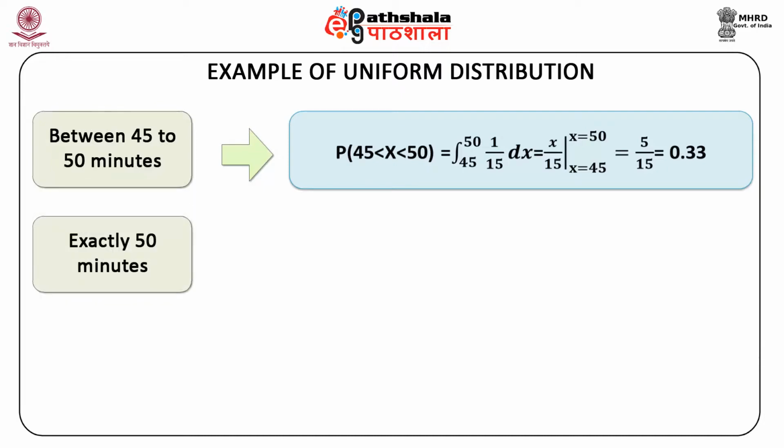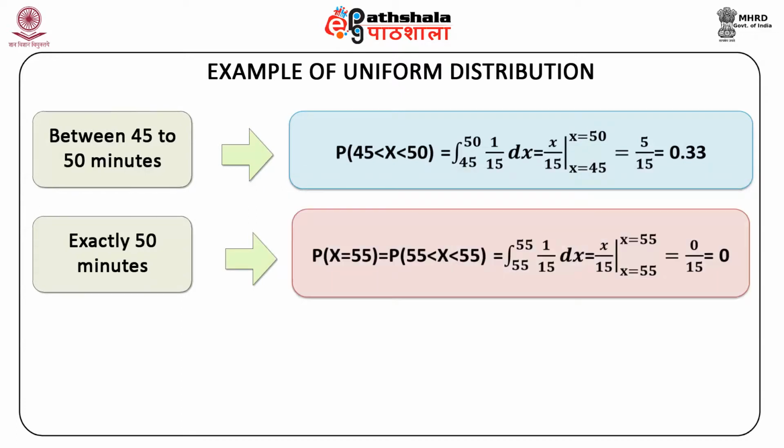Exactly 55 minutes. The probability that x is equal to 55 is equal to the probability that 55 ≤ x ≤ 55. So the integral with limits from 55 to 55 of 1 divided by 15 dx, which is equal to x divided by 15, where x is equal to 55 and x is equal to 55, which is equal to 0 divided by 15, which is equal to 0.